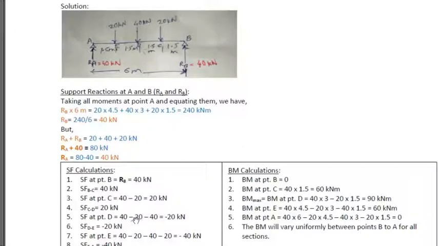So 40 minus 20 minus 40 comes to minus 20 kilonewtons. And this is what is going to continue for the section DE. Therefore SF DE is equal to minus 20 kilonewton.